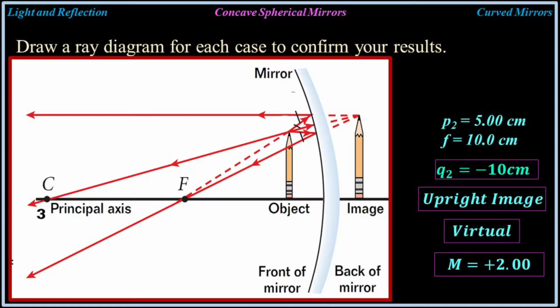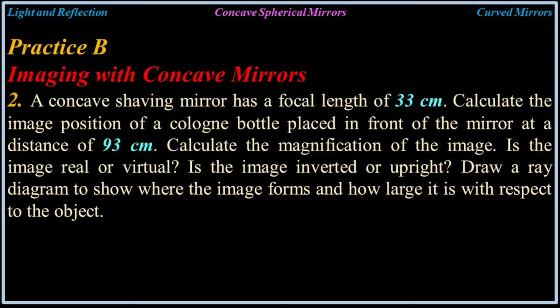All right. That was good. Now I'm going to do the next one the same way. Just run right through it. Practice B, imaging with concave mirrors number 2. A concave shaving mirror has a focal length of 33 centimeters. Calculate the image position of a cologne bottle placed in front of the mirror at a distance of 93 centimeters. Calculate the magnification of the image. Is the image real or virtual? Is the image inverted or upright? Draw a ray diagram to show where the image forms and how large it is with respect to the object.